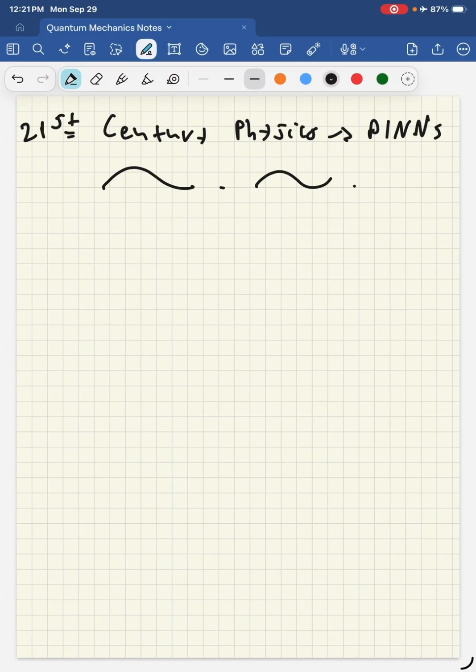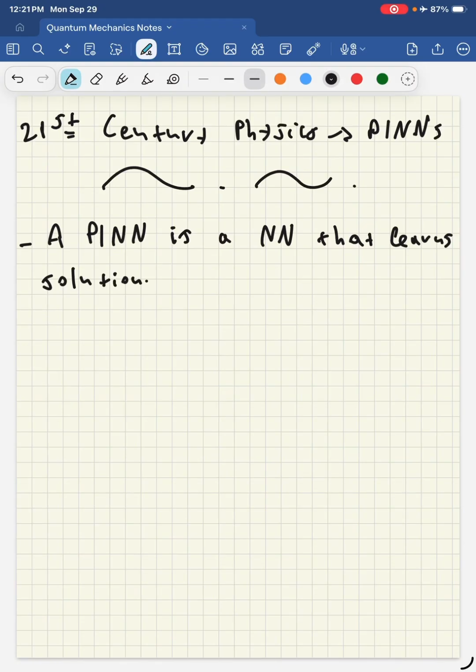So let's write down what a PINN is. So a PINN, a physics-informed neural network, is a neural network that learns solutions to differential equations.